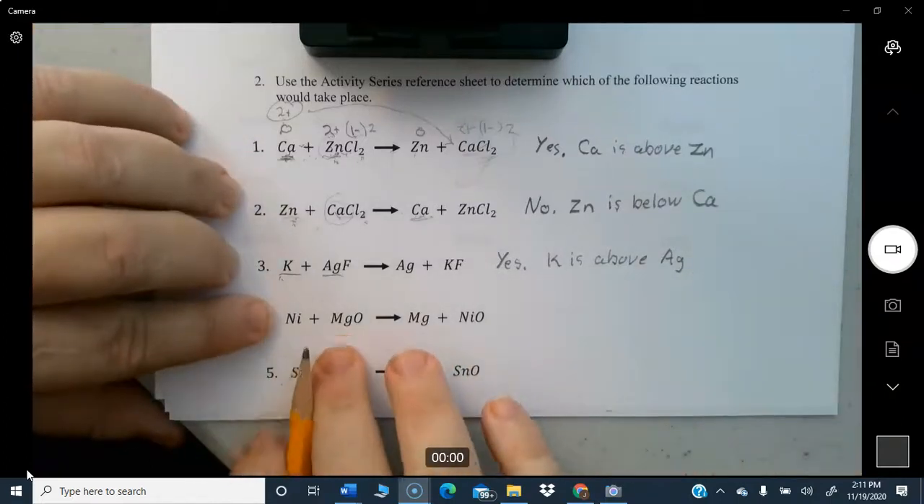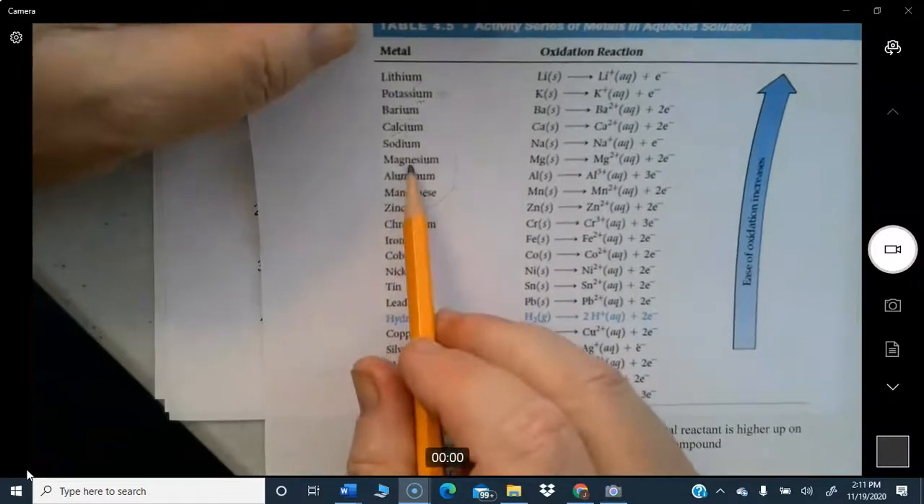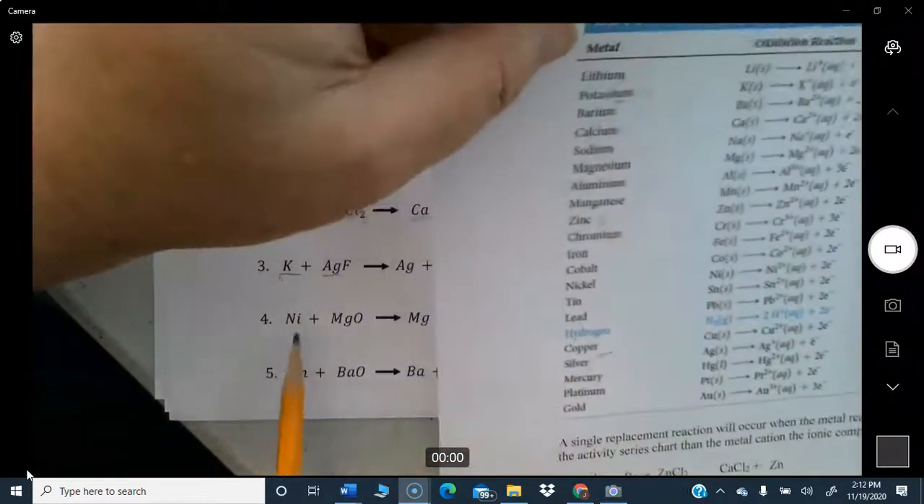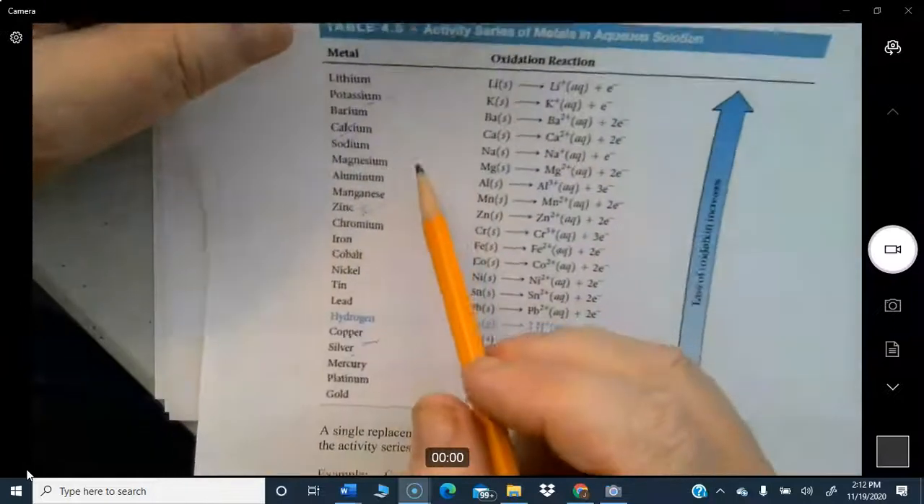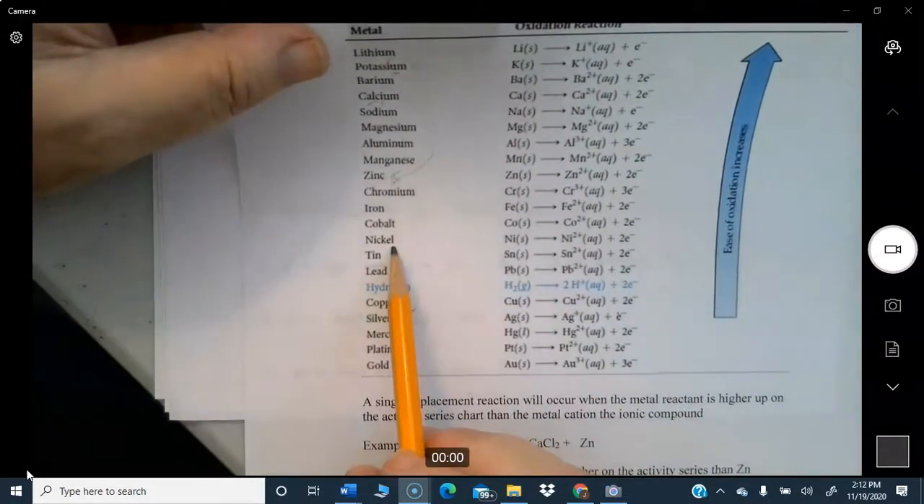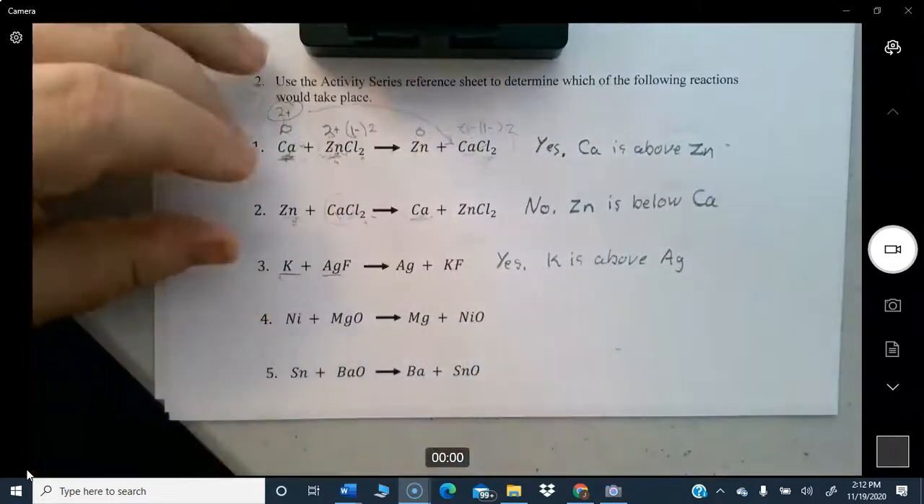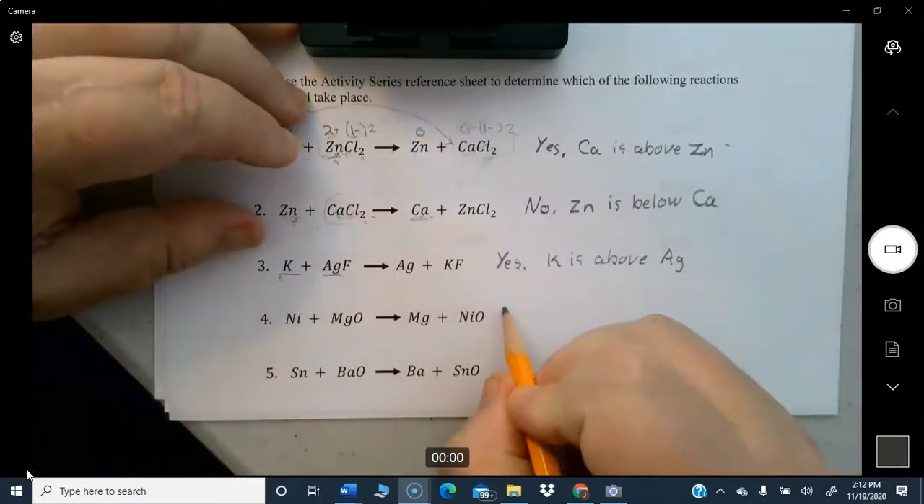Okay, these two, nickel and magnesium, so you just find them. Here's magnesium up here, and the lone element, by the way, in this reaction is nickel. Here's magnesium up here, here's nickel down here. So nickel, being the lone element, would have to pass the electrons, and it's not going to pass them uphill. So no, that reaction will not happen. Nickel is below magnesium.